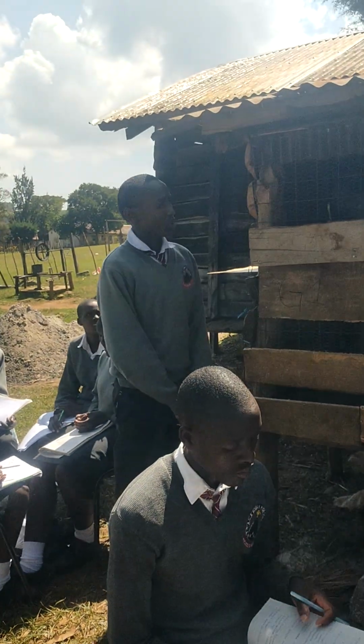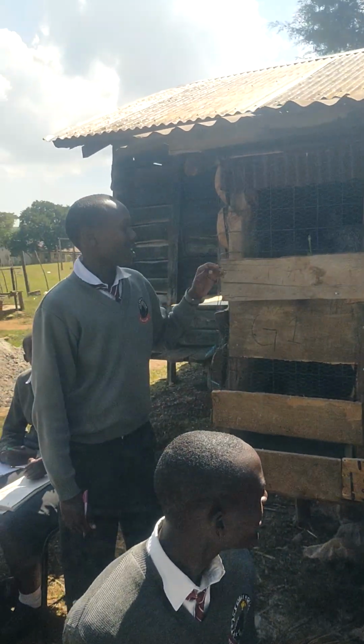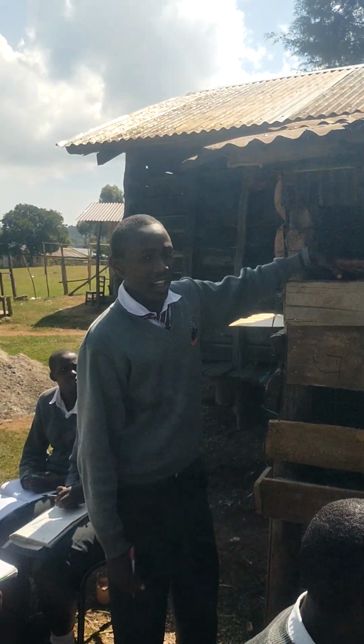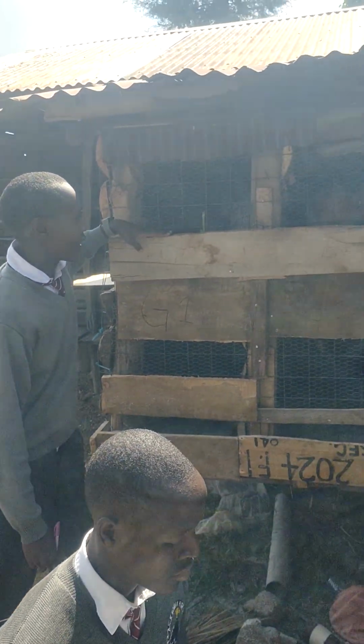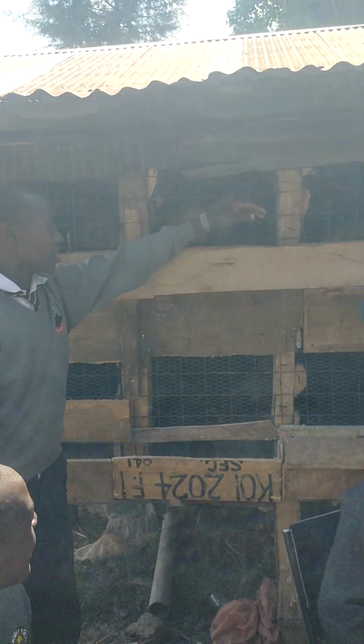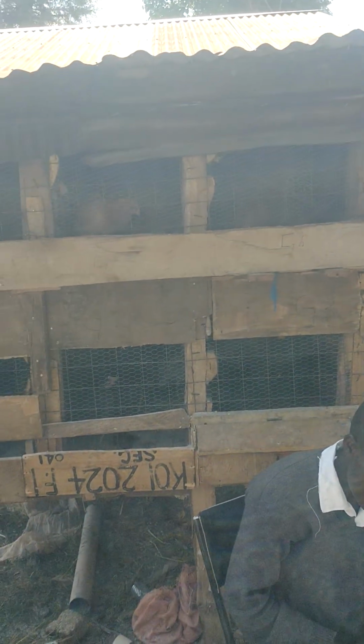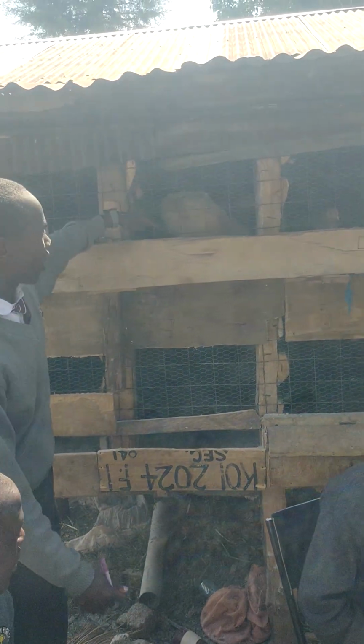I'm going to take you through the facilities provided in our battery cage. One, we have feeders which we use to feed hens. Two, we have nests in which the hens lay. Three, we have waterers which the hens use to drink water, and we have benches on which the hens rest.